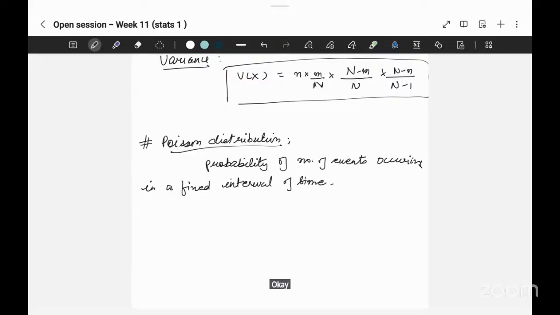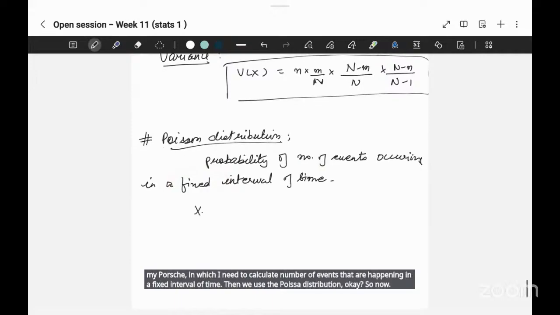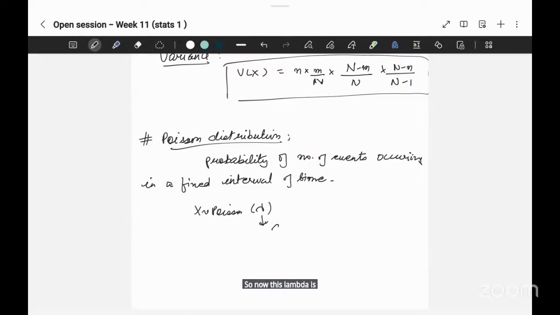This is what my Poisson distribution is. In this situation I use the Poisson, in which I need to calculate the number of events that are happening in a fixed interval of time. Then we use the Poisson distribution. So now I say that my X is following a Poisson distribution with parameter lambda. This lambda is basically my average rate, the average rate at which my event is happening.